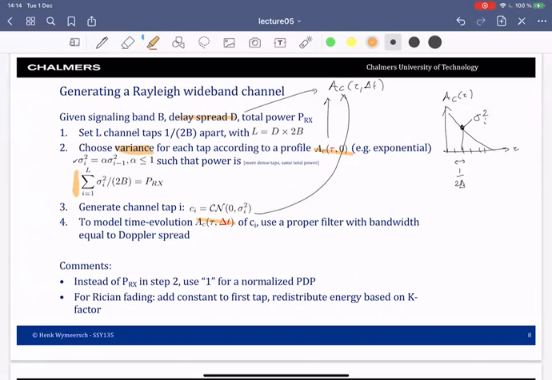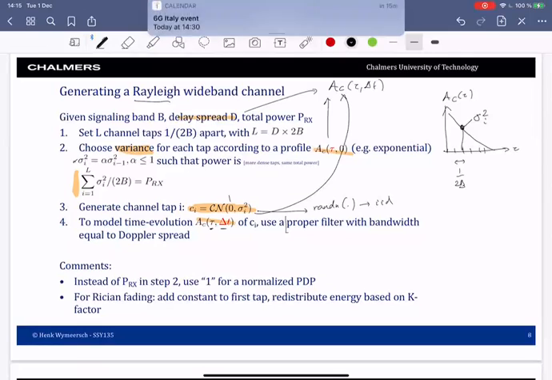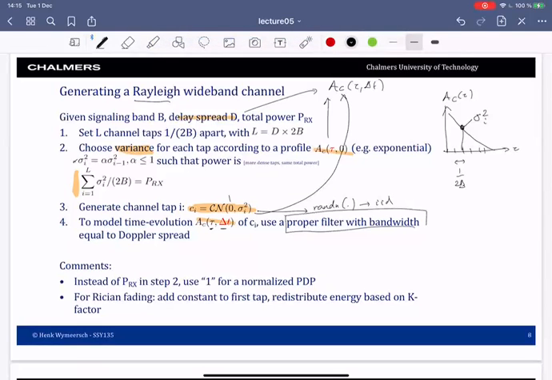Once we have the variance for each tap, then we can generate complex Gaussian random variables according to that variance with zero mean. This is for Rayleigh fading, so the mean is 0. If we have Ricean fading, then this mean will not be 0. It will depend on the line of sight path. When we generate in step 3 these complex variables, we can do this with a randn function. This will give us IID complex random variables. Now, these would vary very quickly. In order to properly model the time evolution at this corresponding delay as a function of delta t, we should use a filter. And this filter will be discussed in the project.